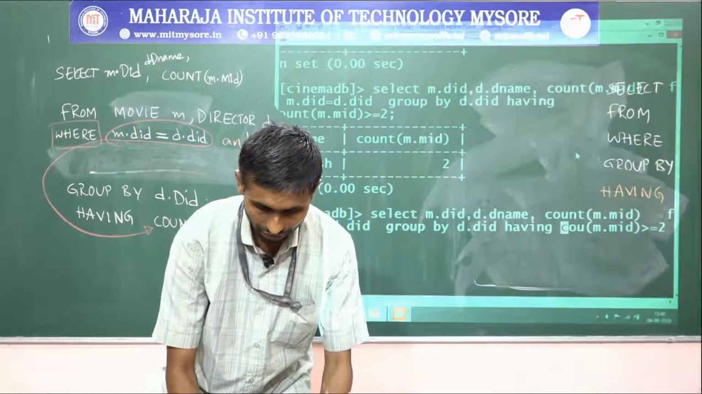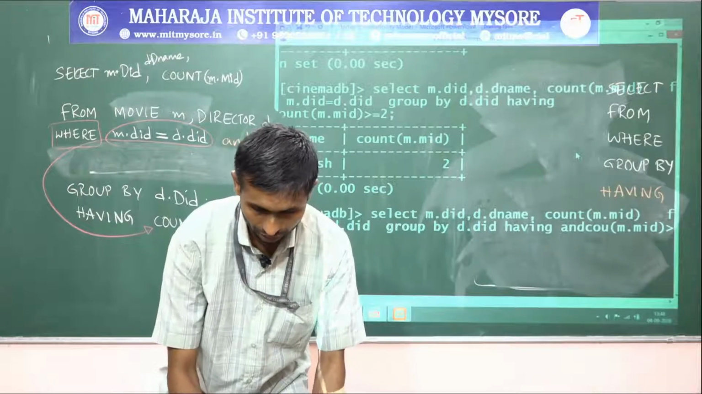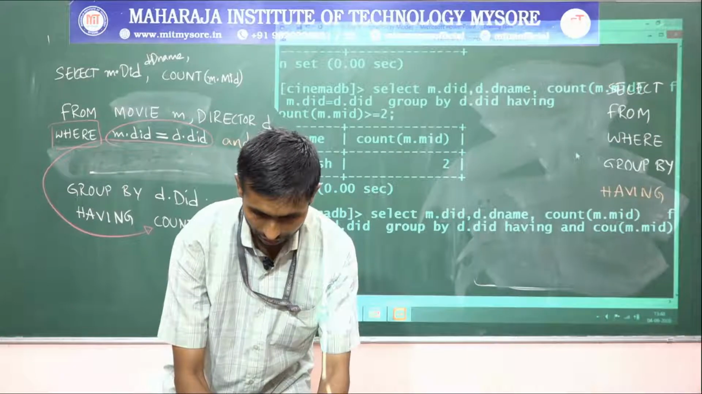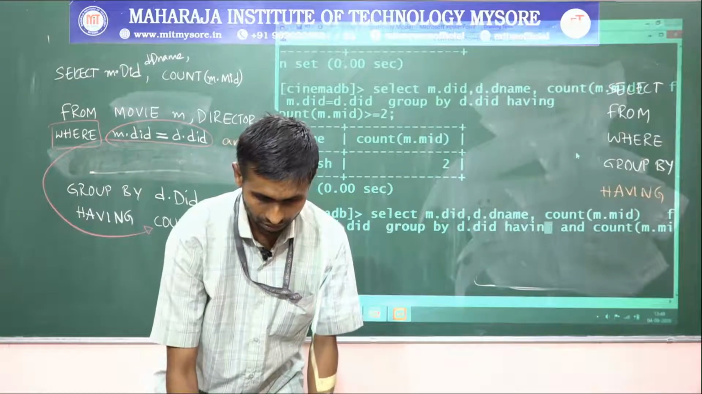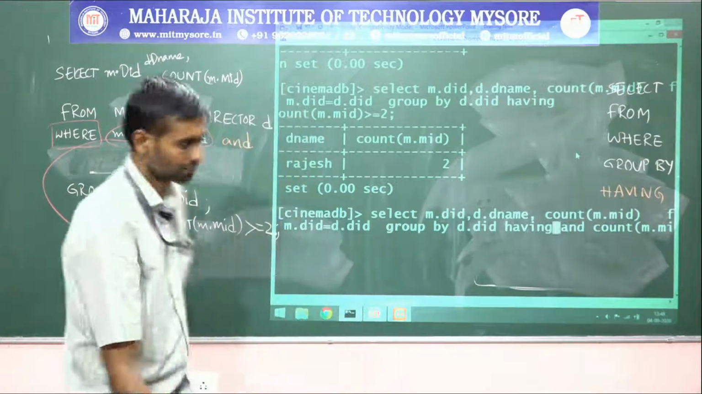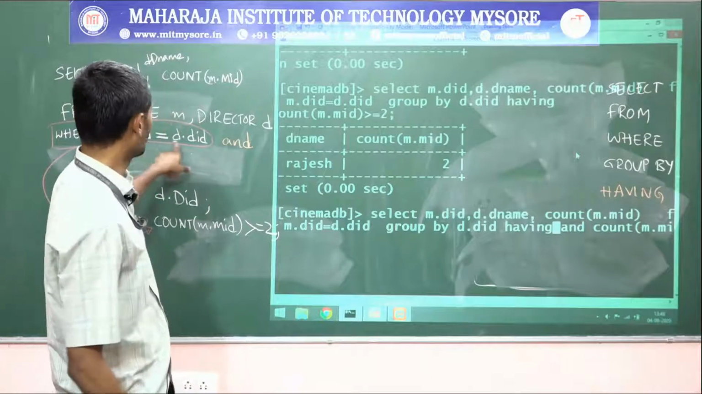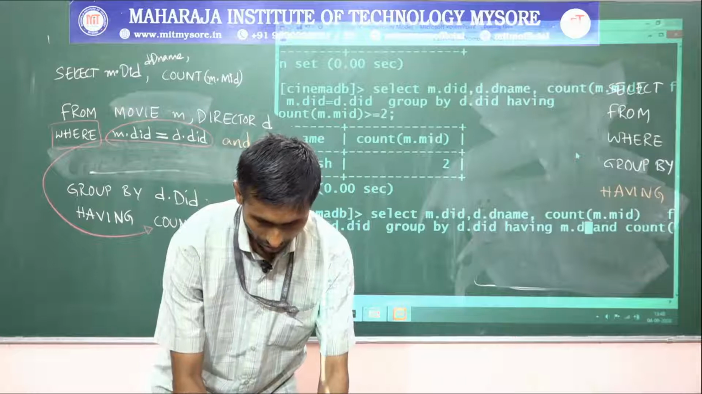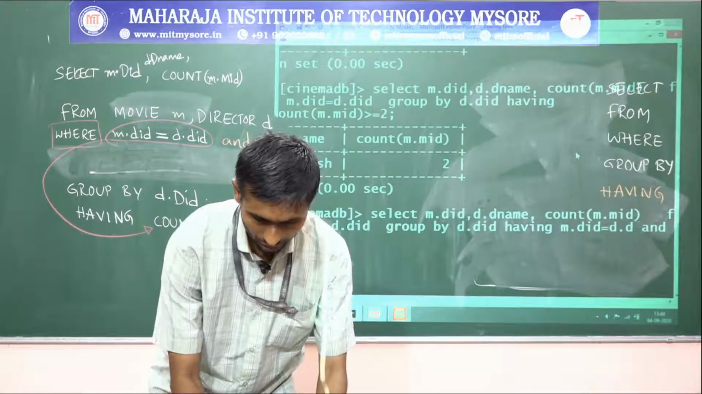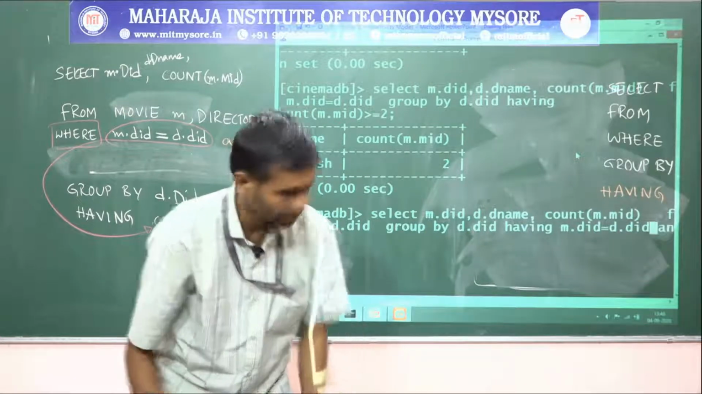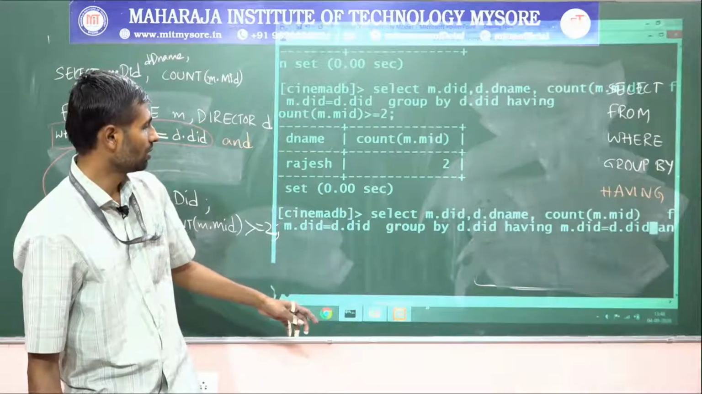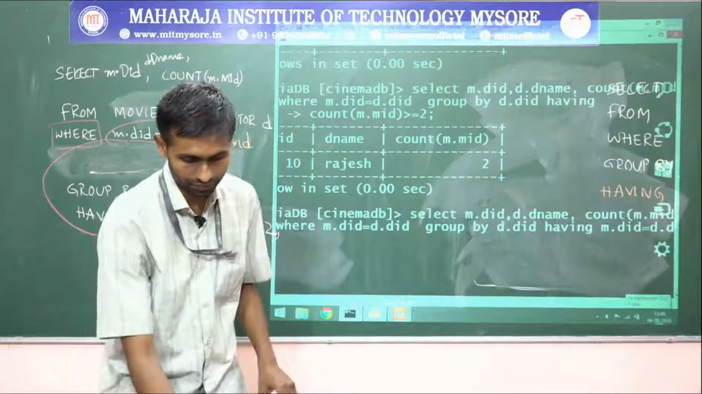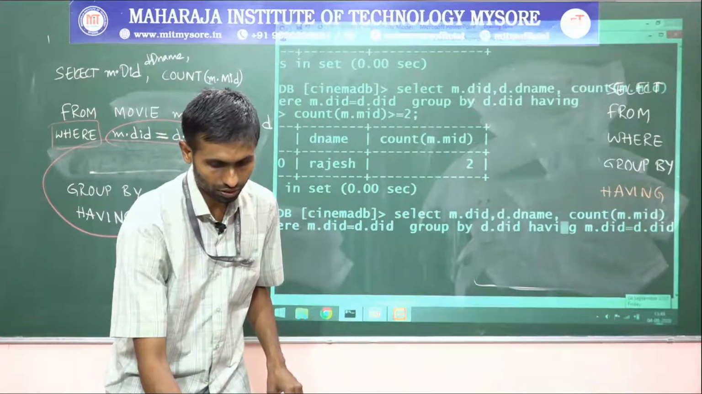Then along with that we have written one more condition at the end. What is that? I said it doesn't work. Let me check. It is m.did equal to d.did. M.did should be equal to d.did. Right? We have written that, followed by this condition. Now I want to take out this WHERE clause part. Whether it works or not, we'll check.